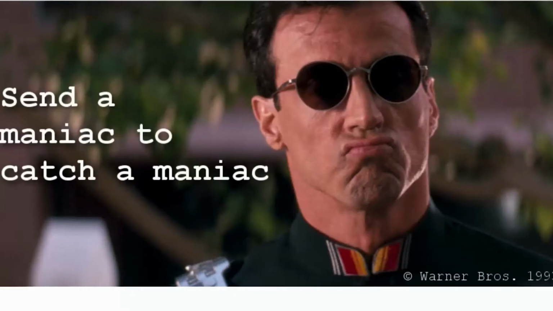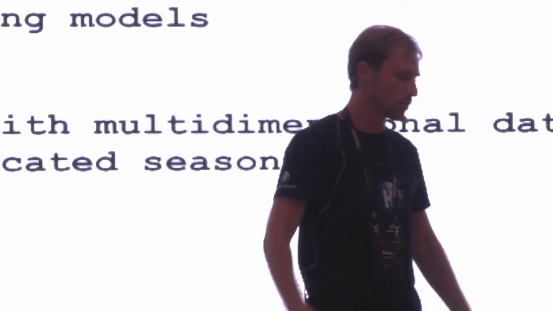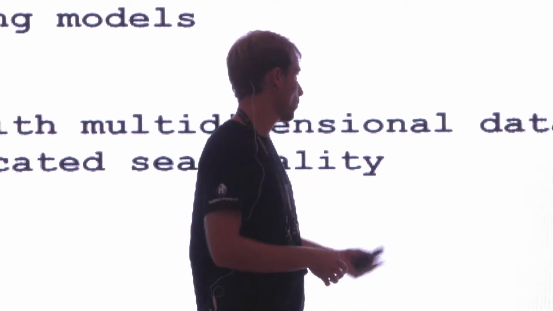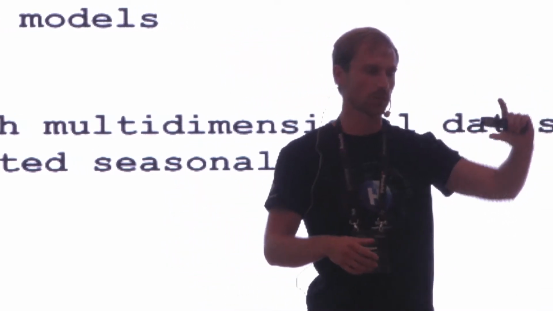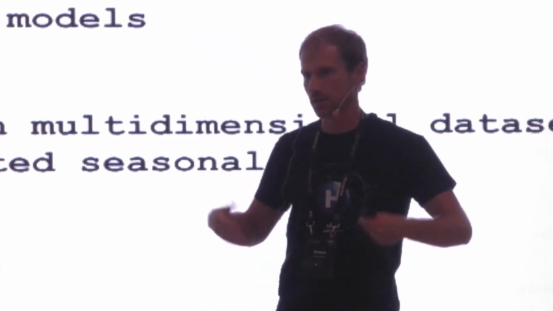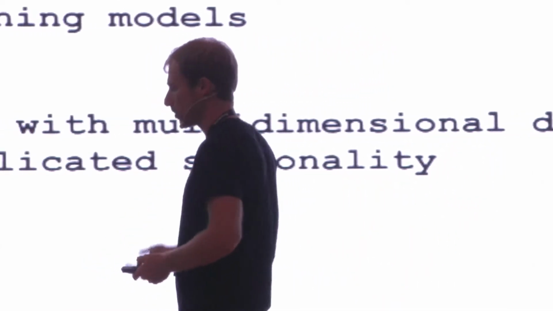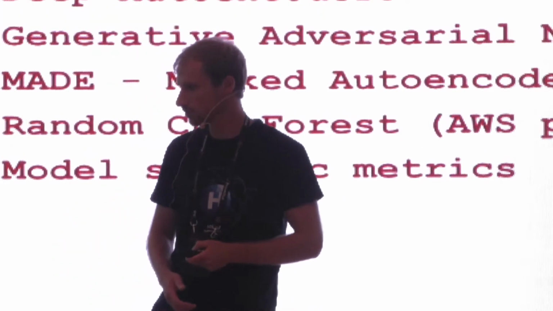Here, let's remember that guy who said once upon a time that you should send a maniac to catch a maniac, and let's do the same. The evolution of our approach is the same as the evolution of machine learning methods. Ten years ago there were rule-based programs, then we switched to statistical models, then to machine learning models, and now to deep learning models. In the same way, we started by solidifying our pipeline with explicit rules, then used statistical methods like Kolmogorov-Smirnov, and now let's explore more sophisticated methods for anomaly detection and detection of concept drift.